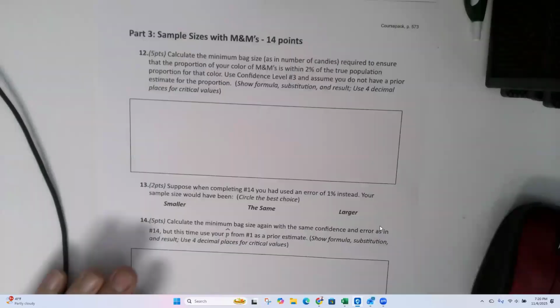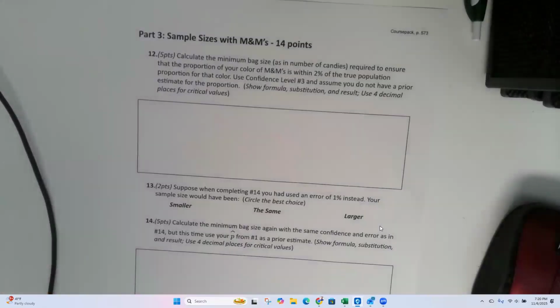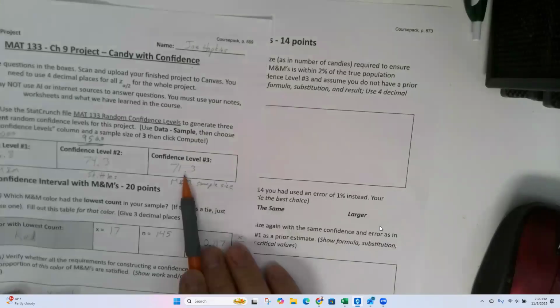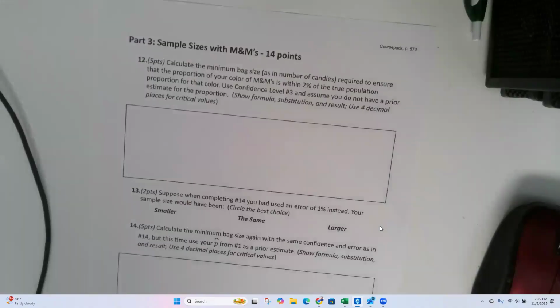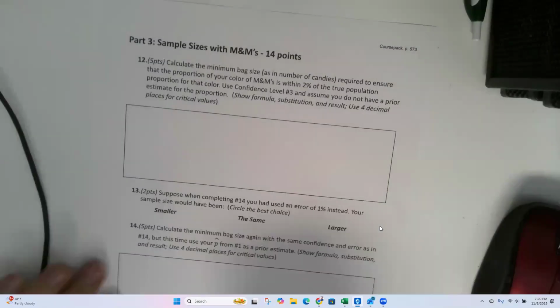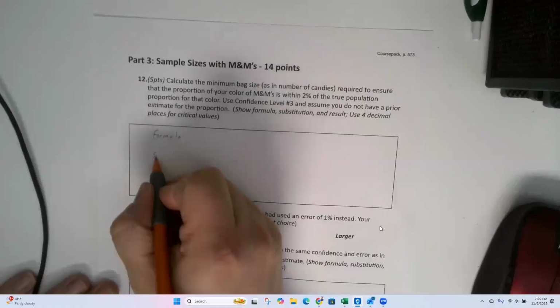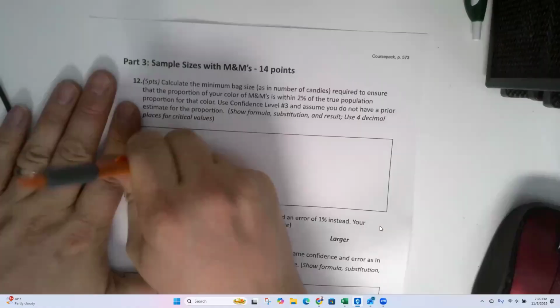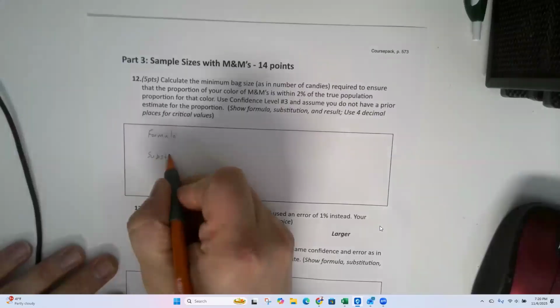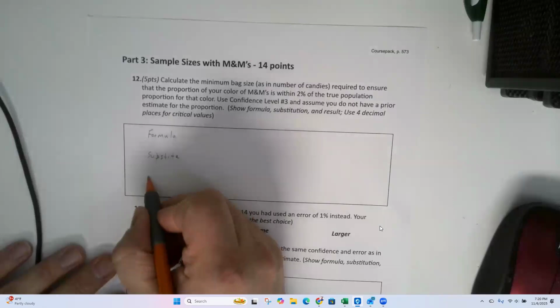Our last page is page 573. Calculate the minimum bag size required to ensure that the proportion of your M&Ms is within 2% of the true population proportion for that color. Use confidence level number 3. So now we're going to use this one, 71. Use confidence level 3 and assume you do not have a prior estimate. Let's show our formula, do some substitution, and get a result.